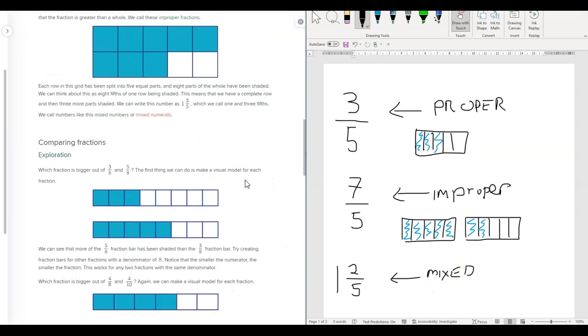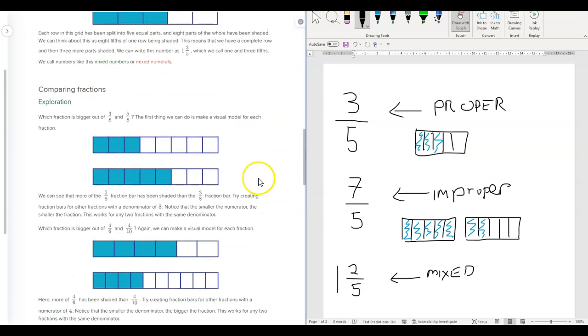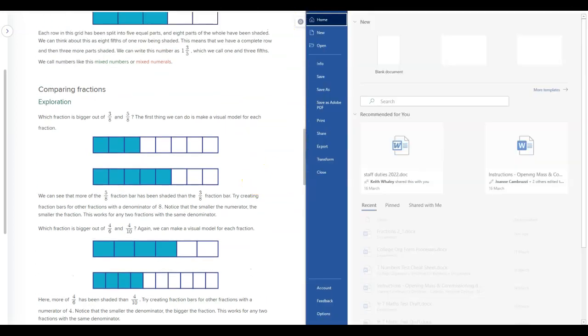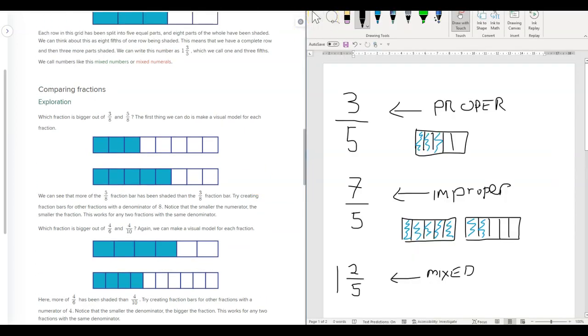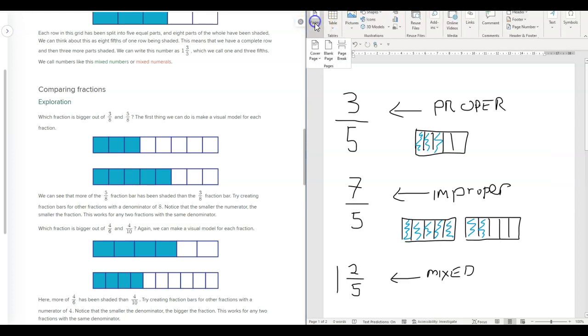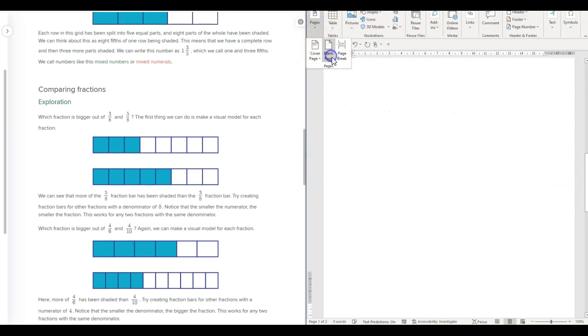Okay, let's scroll down a little bit further and we're going to talk about comparing fractions now. So again, I'm going to put another page in here. And let's talk about comparing fractions now.